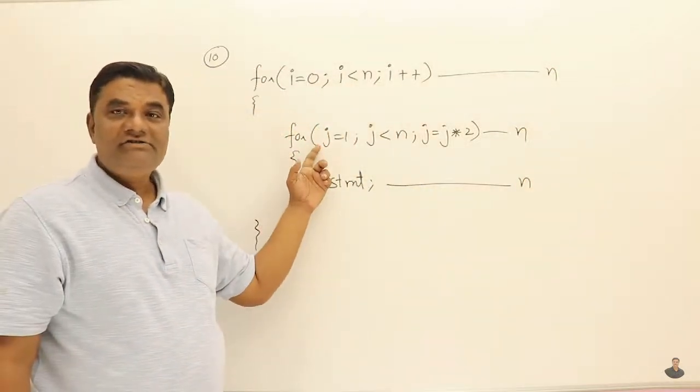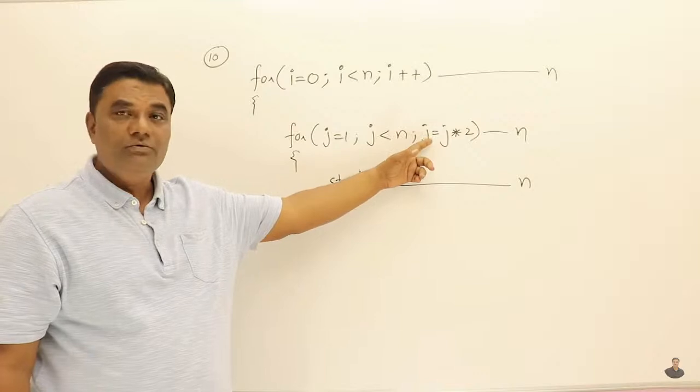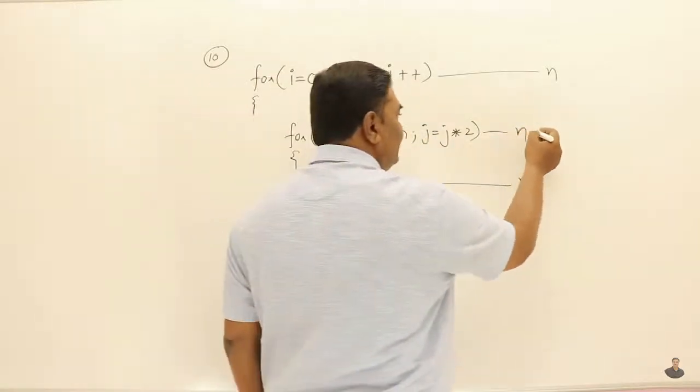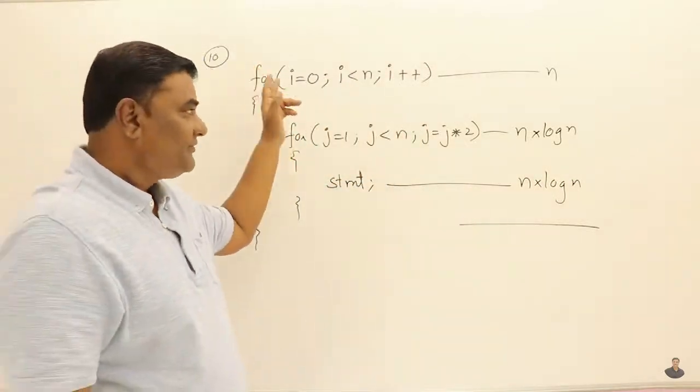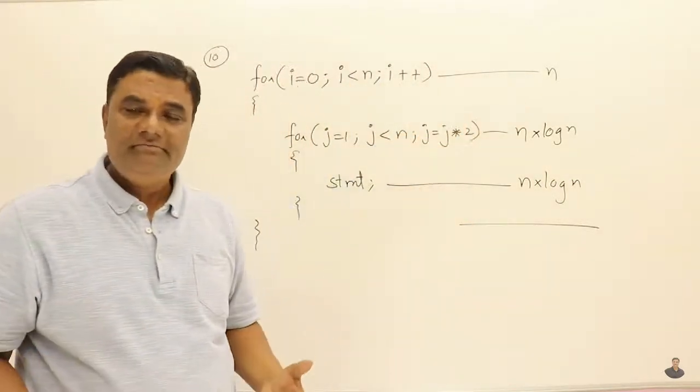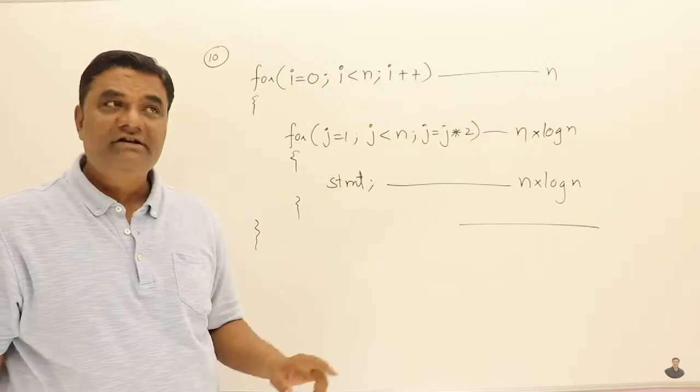Next, the inner for loop uses j is less than n, and j is every time multiplied by 2, right? So this will take log n time. This itself will take log n time, and anything inside that also will take log n time. If you remember, initially I showed you that this takes n plus 1. Now it is not useful whether you write n plus 1 or not. It makes no difference. You can just take it as n.